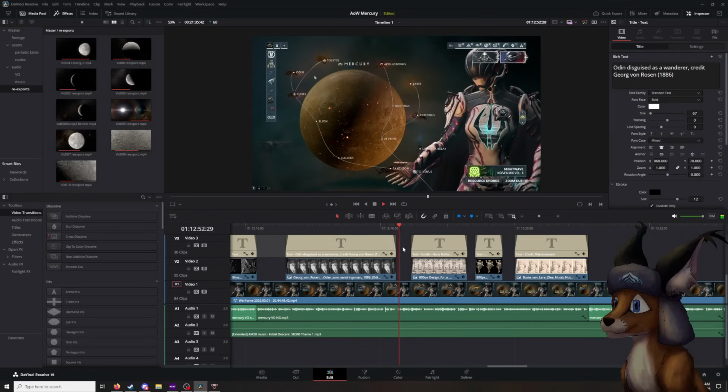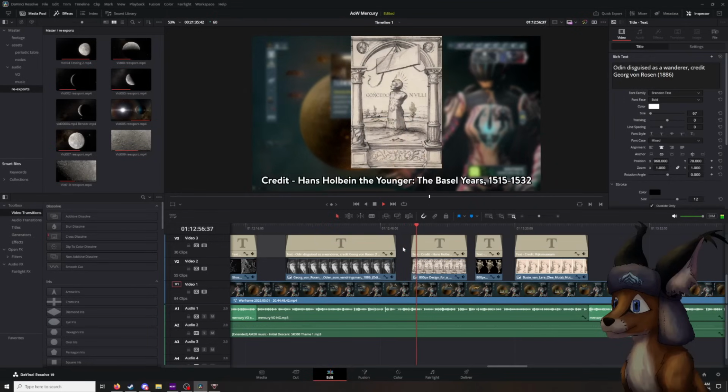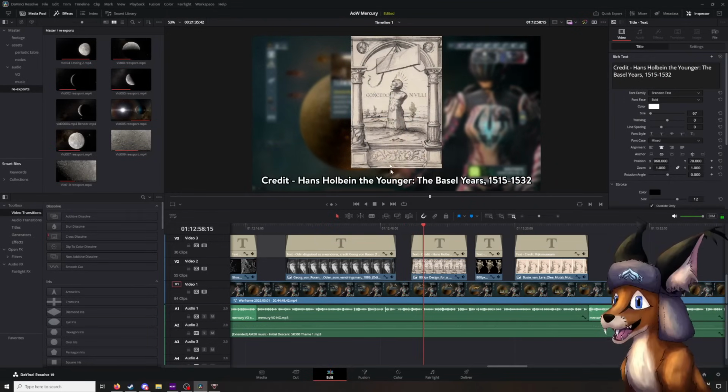Next up is Terminus, which is named after the Roman god of landmarkers, which is another thing that the god Mercury is also connected to. Apparently, Terminus was regularly depicted like this.